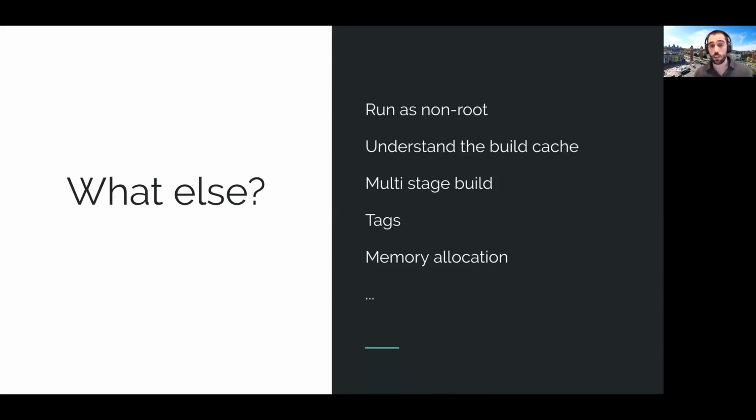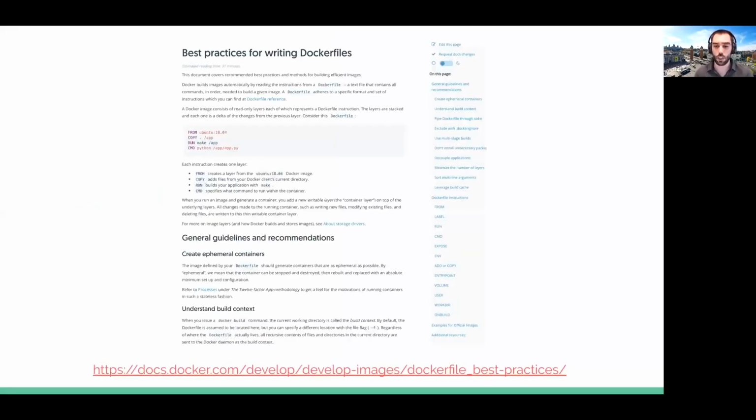You have to also be aware of memory allocation. How much memory do you need in your container? And many other things. So you can find some of the best practices on docker.com. If you go to docker.com, we have an article on some of the best practices that will tell you how to build a Dockerfile in a proper way.